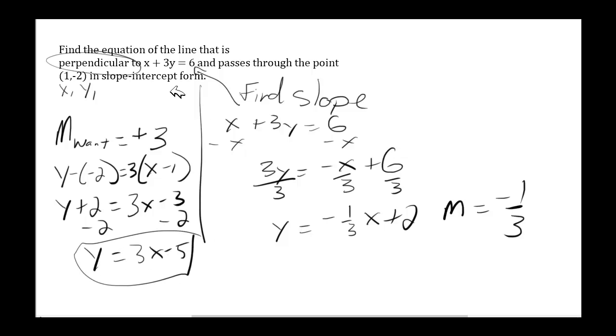Does this point work in this line? Well, 3 times 1 is 3. 3 minus 5 is minus 2. Yep. And these two lines are perpendicular because their slopes are negative reciprocals. Alright, that should be enough to get you through the line stuff. Remember, slopes are very, very important, and most questions want you to put the answer in slope-intercept form. And that'll do it.